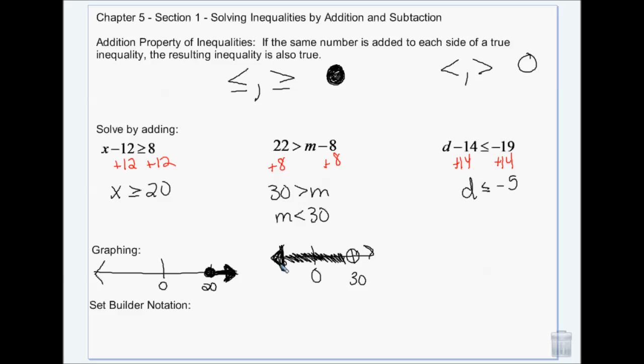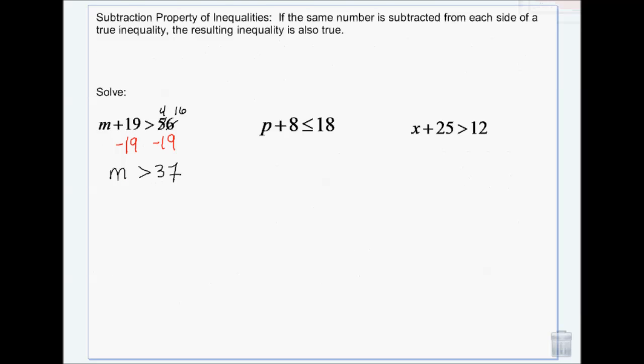Okay. d less than or equal to negative 5. Negative 5 belongs on this side of the 0. I have a less than or equal to, so I'm going to color that circle in. And then everything less than falls on the left. Forgot my left and right there for a second. So I'm going to shade the left. Okay, so we subtract the same from both sides.